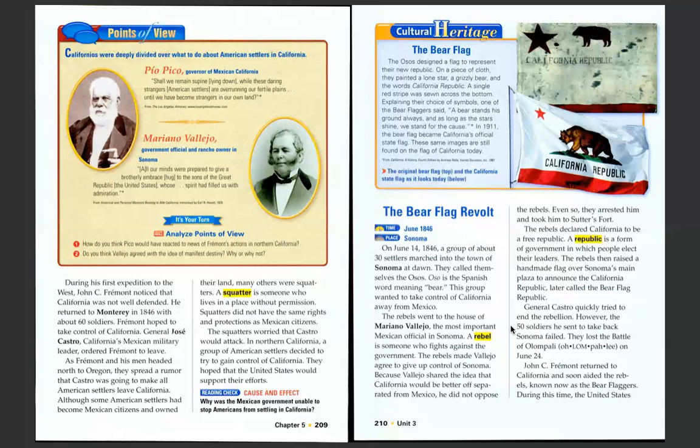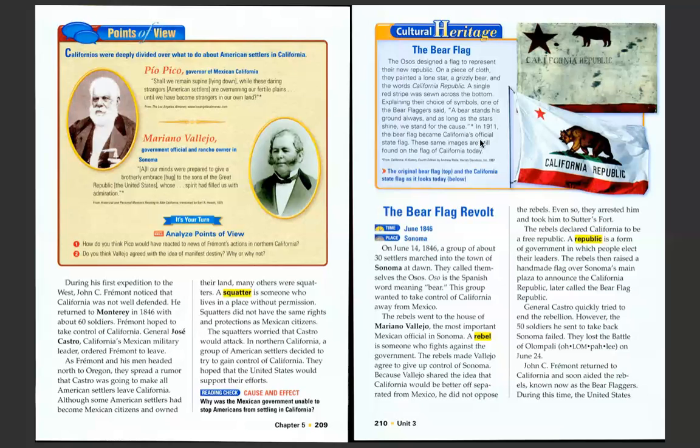However, the 50 soldiers he sent to take back Sonoma failed. They lost the Battle of Olompali on June 24th. And maybe you've heard of Olompali? That's right in between Novato and Petaluma. John C. Fremont returned to California and soon aided the rebels, known now as the Bear Flaggers.